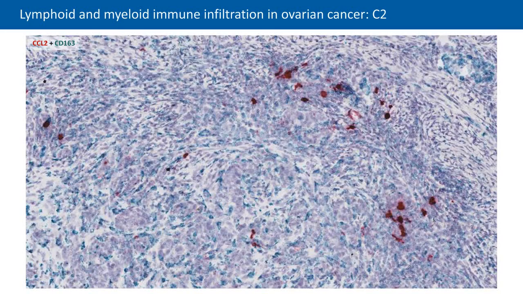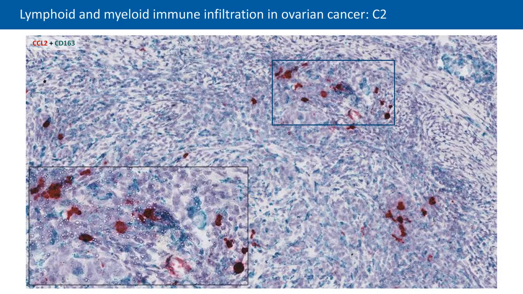This 4th serial section is probed for cell lineage marker CD163 in green and chemokine CCL22 in red, with double positives indicative of alternatively activated M2 macrophages. Again, a higher magnification is shown for this selected area, and you can see the double positives for CCL22 and CD163 over here.